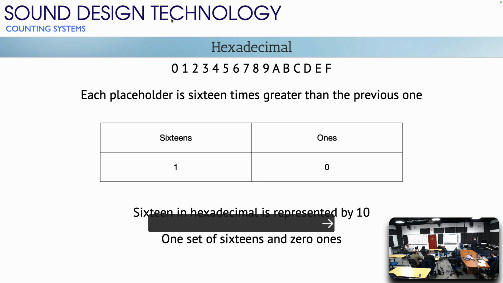Okay. Let's break this down a little further. So what if you want to do 16? Well, just like how in decimal, which is a base 10 system, every little slot or decimal place is 10 times higher, in hexadecimal, every slot is 16 times greater than the one before it. So we got to 15 and we ran out of digits, right?